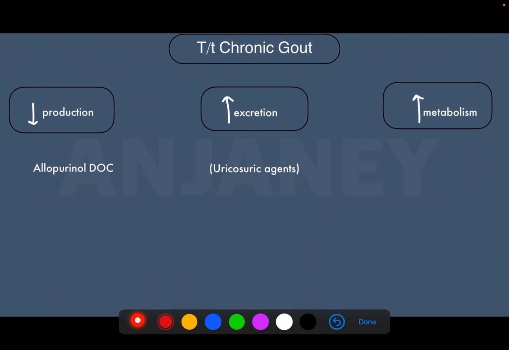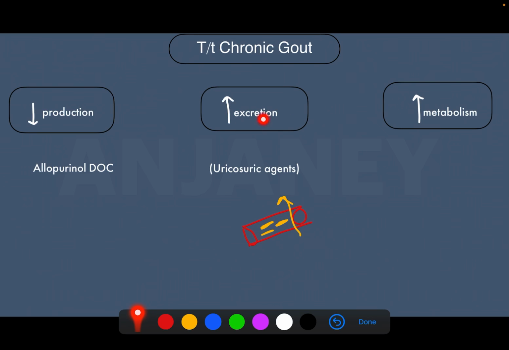Now, what is the treatment of chronic gout? Chronic gout is simply, as I told you, there is a blood vessel and there is increased uric acid. That's it, nothing else. It might cause some atrophy in the skin, but this is the overview, right? Now, for treatment of chronic gout, you can decrease the production of uric acid, increase its excretion, or increase the metabolism. So we'll study each of them.